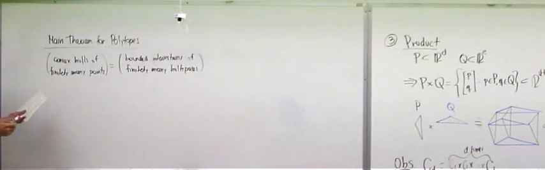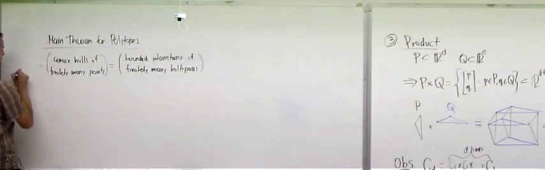Okay? And so this is what we call polytopes. Right?